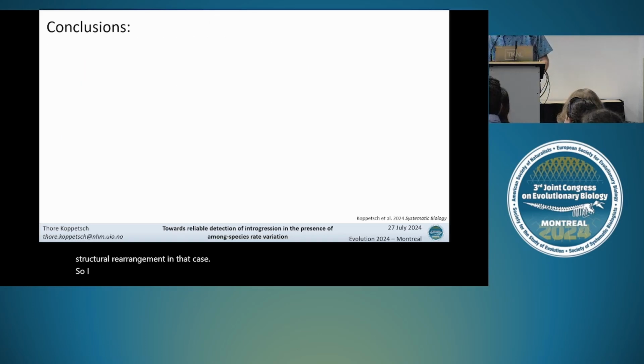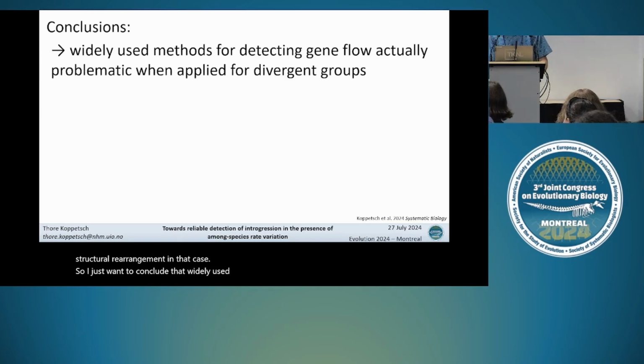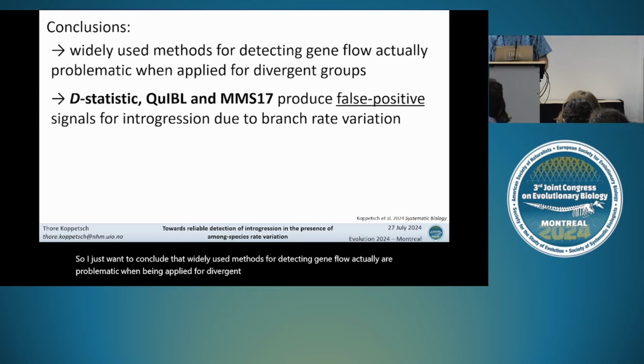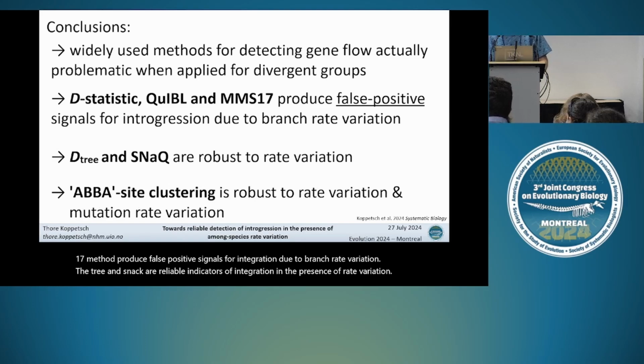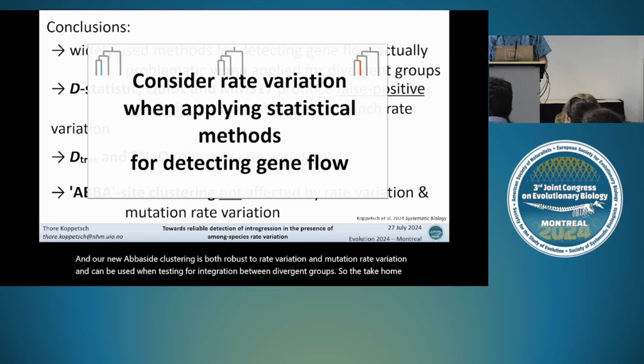So I just want to conclude that widely used methods for detecting gene flow actually are problematic when being applied for divergent groups. These statistics, Quibble and the MMS17 method, produce false positive signals for introgression due to branch rate variation. D3 and SNAC are reliable indicators of introgression in the presence of rate variation. And our new ABBA site clustering is both robust to rate variation and mutation rate variation and can be used when testing for introgression between divergent groups. So the take-home message is consider rate variation when applying statistical methods for detecting gene flow.